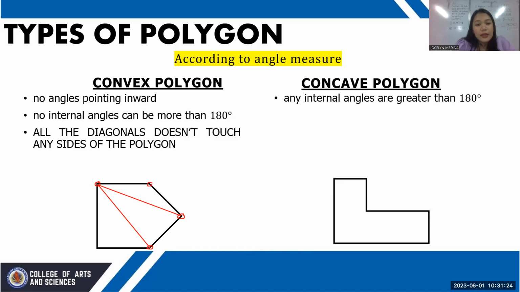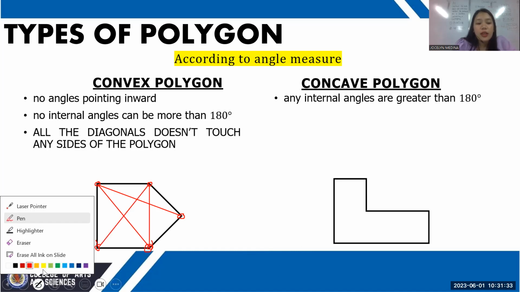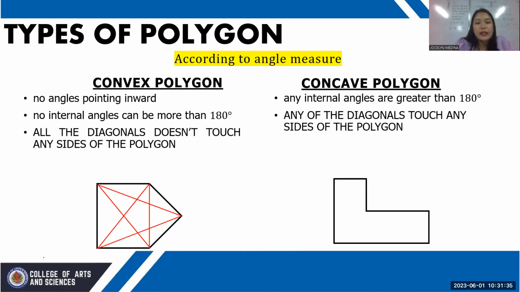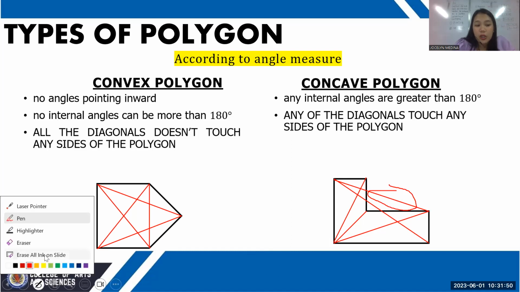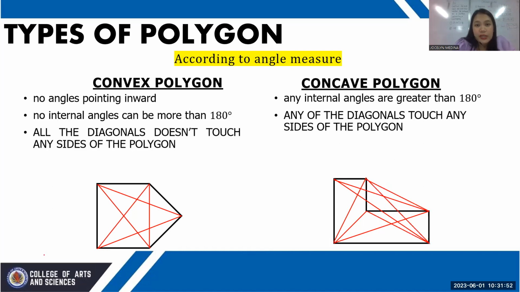Okay? Ito naman, ang hindi niya katabi is this one and this one. So connect. So ganun lang. I-connect nyo lang. Pag nakuha nyo na lahat ng diagonal, tignan ninyo. Pag yung diagonals ninyo ay nasa loob ng polygon, convex yon. Pero kapag yung diagonal ninyo ay nasa labas, that is a concave polygon. Okay? Very easy.